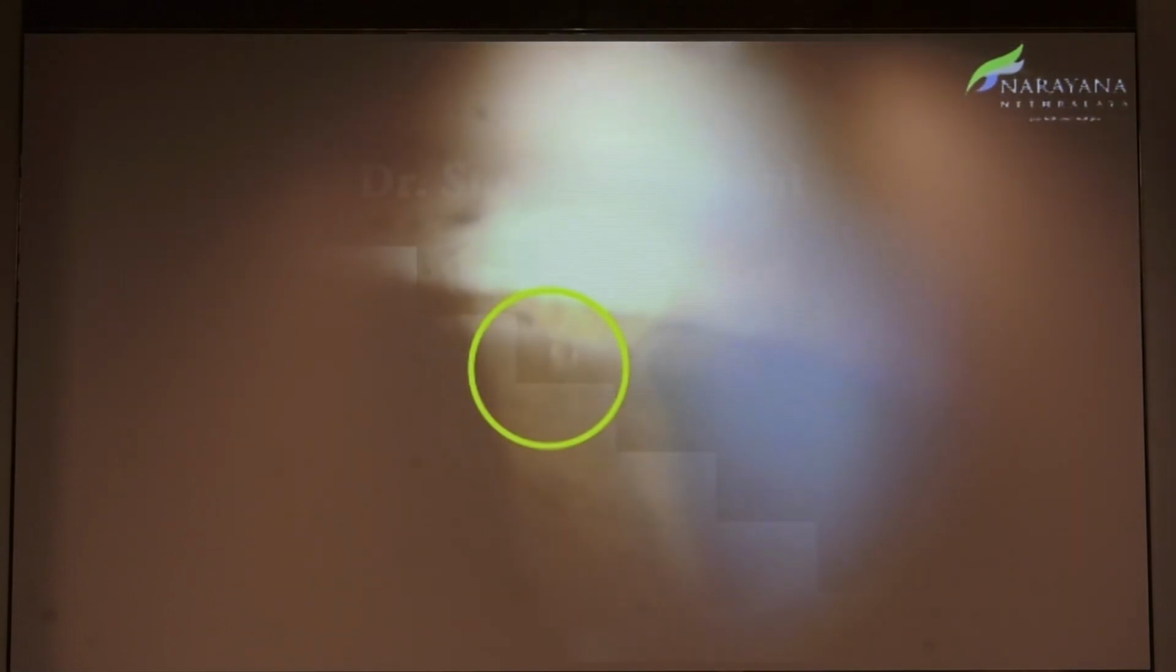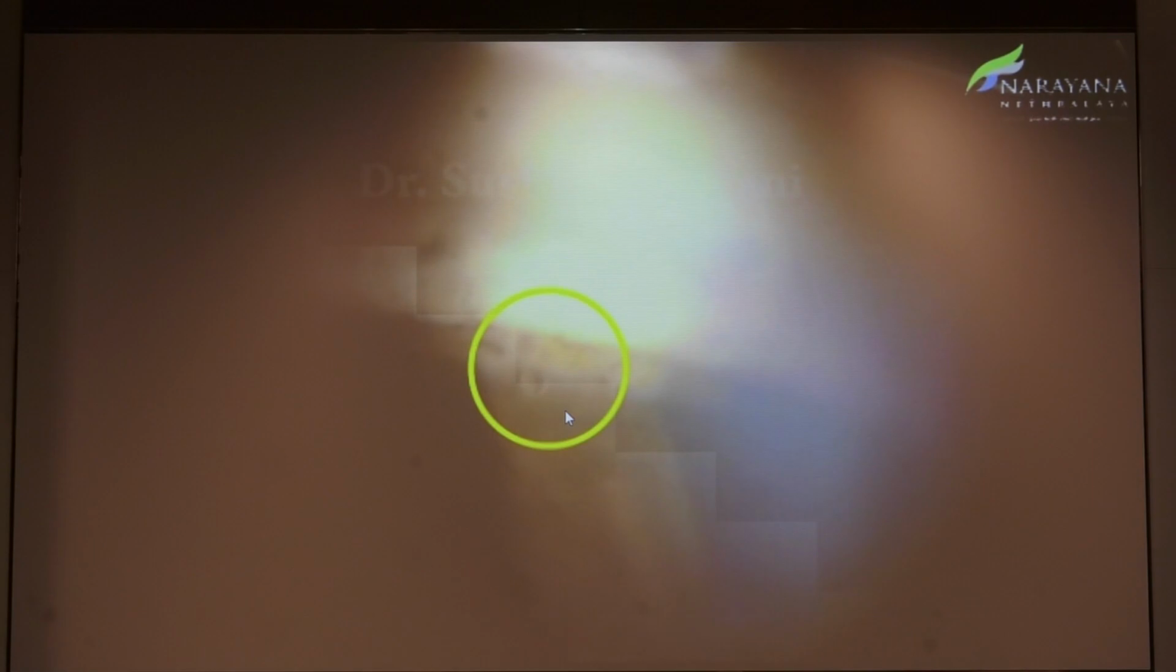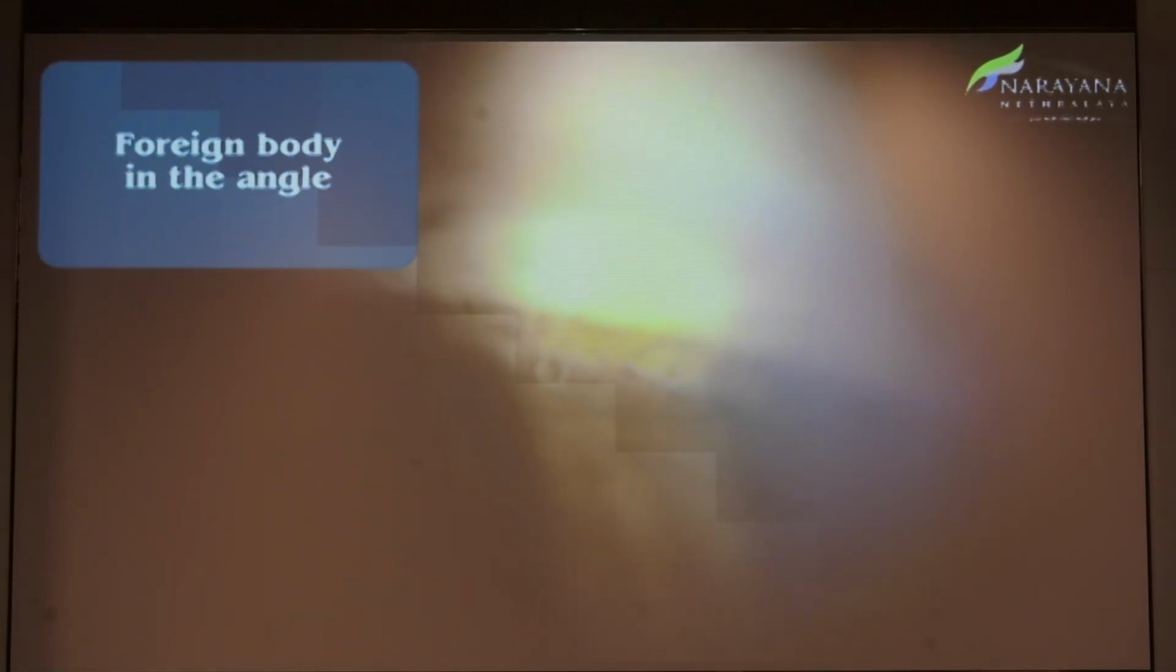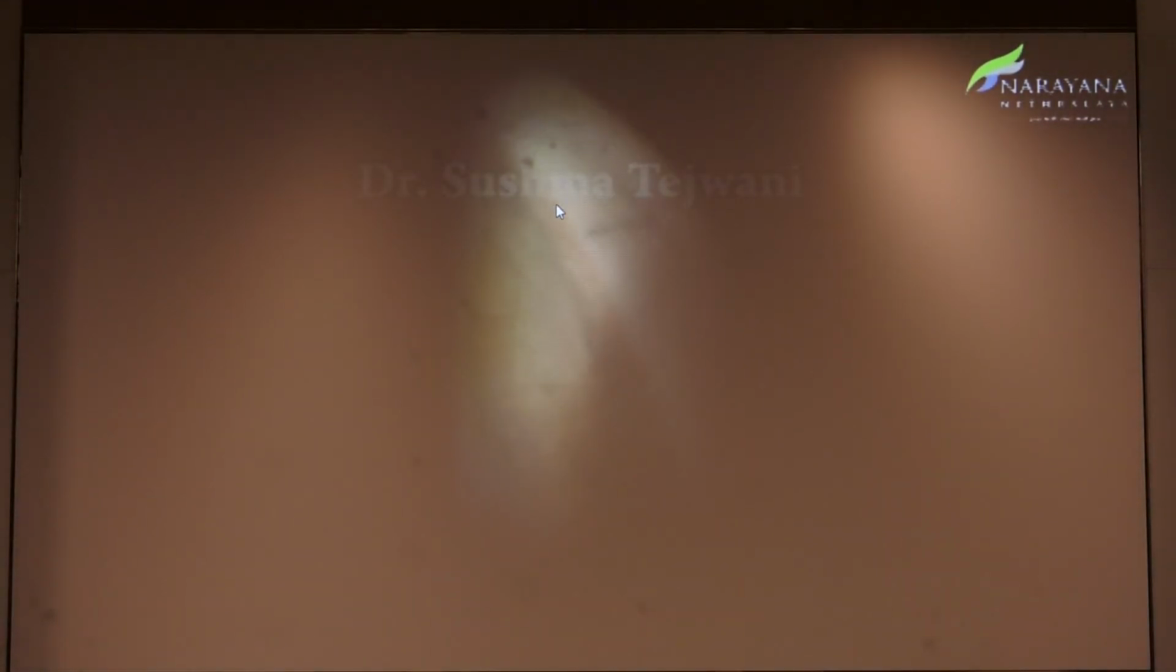So this is called inverse hypopyon. A foreign body, this is a glass foreign body in one of the patients who had a car accident and presented to us with vitreous hemorrhage. So he was sent to me for gonioscopy and we found a foreign body there.